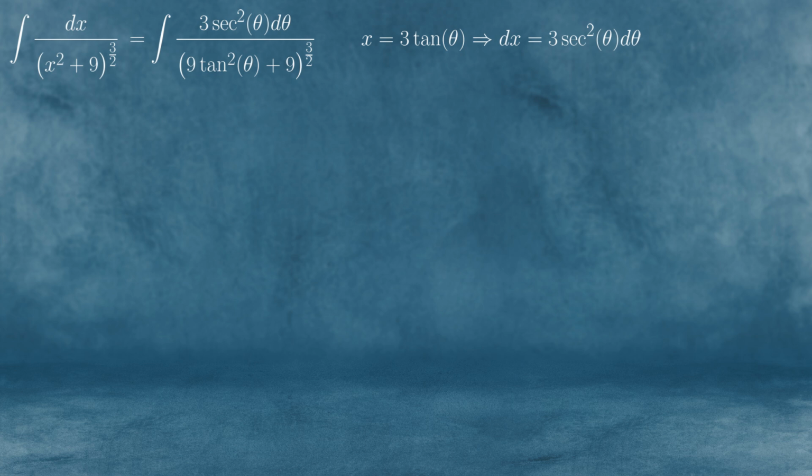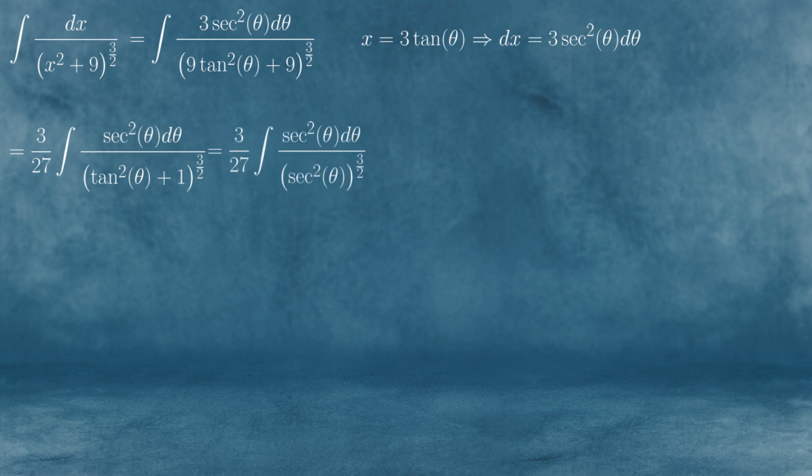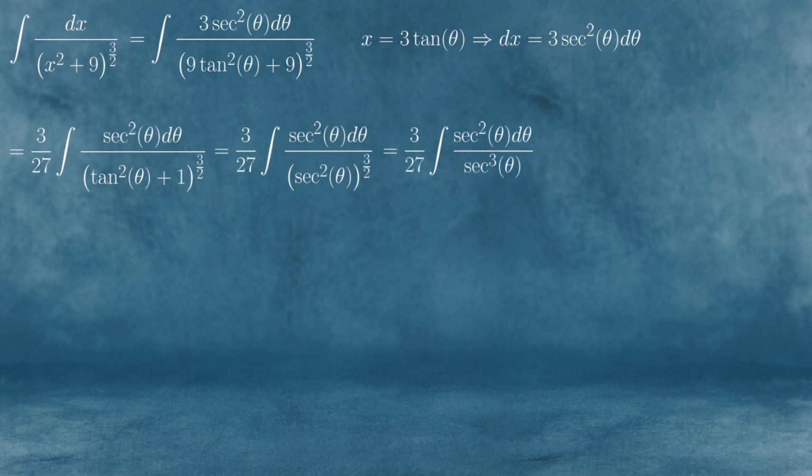Now, such an integral can be simplified as 3 over 27 times the integral of secant square of theta d theta divided by secant cubed of theta. And after some simplifications, we get 1/9 times the integral of d theta divided by secant of theta, which is equal to 1/9 times the integral of cosine of theta d theta. Thus, the integral is equal to 1/9 times sine of theta plus c.